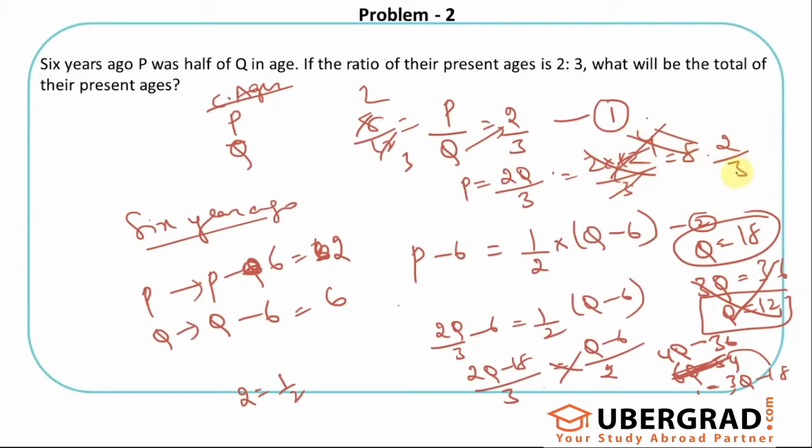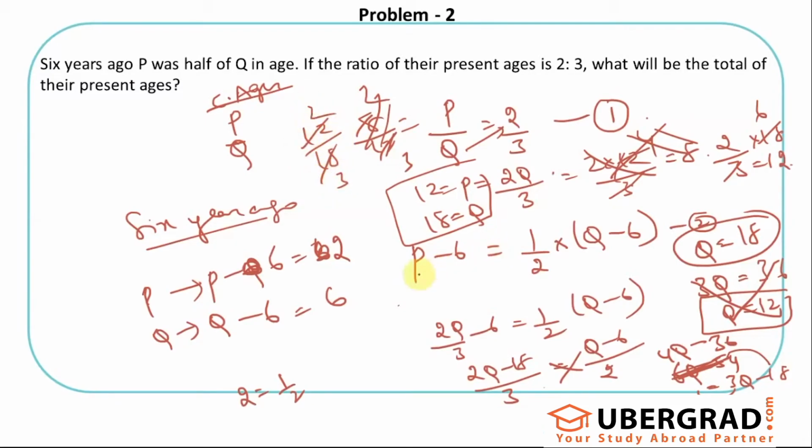2 by 3 into 18 is 3 1s, 3 6s, that's 12. So P is 12. Q is 18, right? These are the values that I am getting. The ratio would be 6 2s, 6 3s, which is 2 by 3. 12 by 18 is 6 2s, 6 3s.